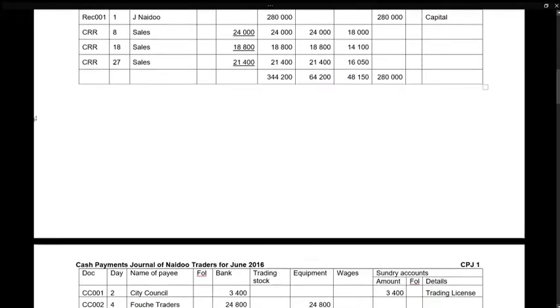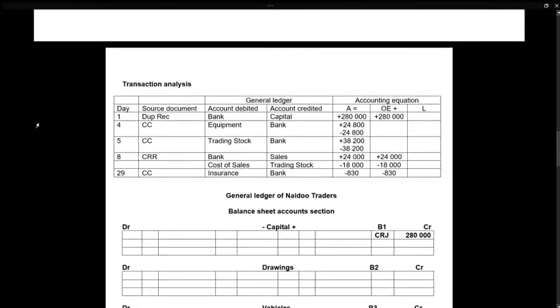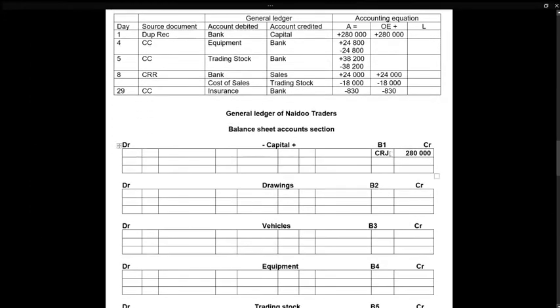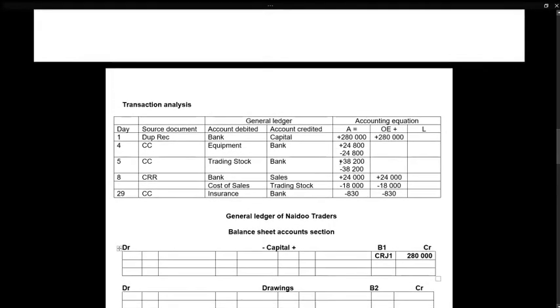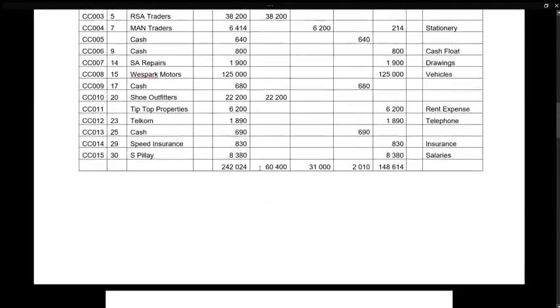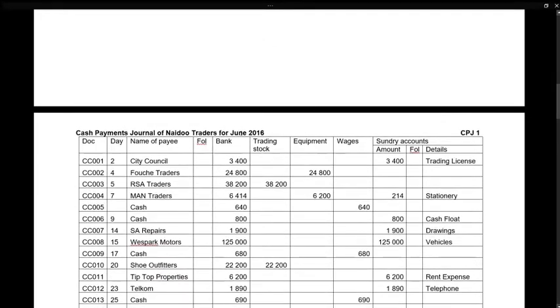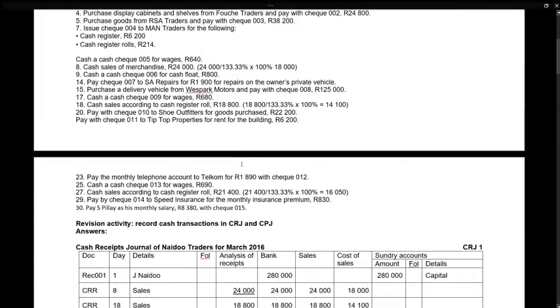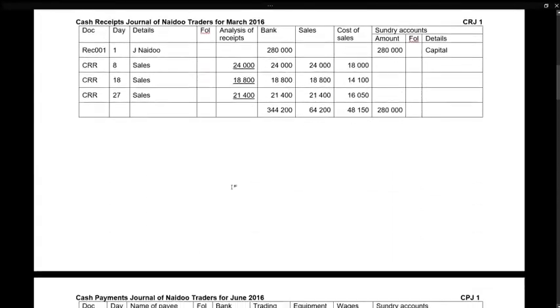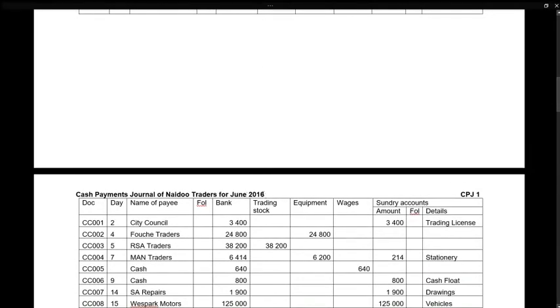There, CRJ1. Right, so I'm going to put the number in here. In this case, the 1 does not mean anything. Normally, it will go according to the month. In this case, it is for June. Wait, here's a mistake. It should be for March. Sorry, my bad.